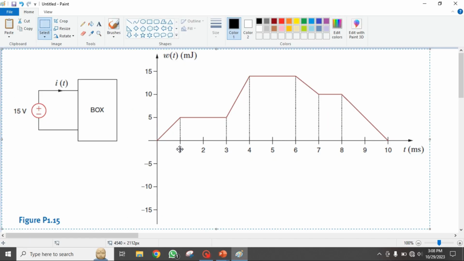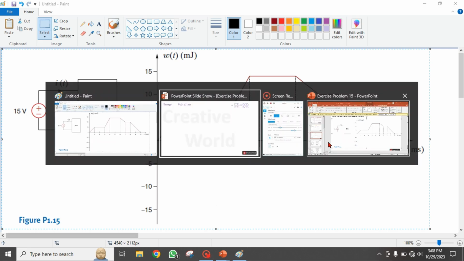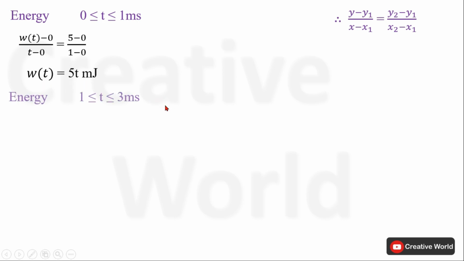Here between 0 and 1, the x1 value will be 0 and the x2 value will be 1, while the y2 value will be 5 and the y1 value will be 0. So by putting the values in this equation, we got the energy value between time interval 0 and 1 millisecond, which is basically 5t millijoule.